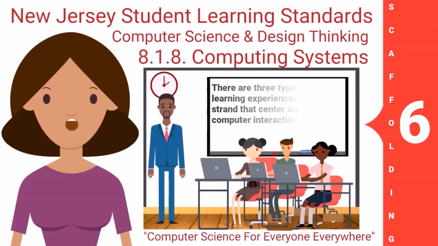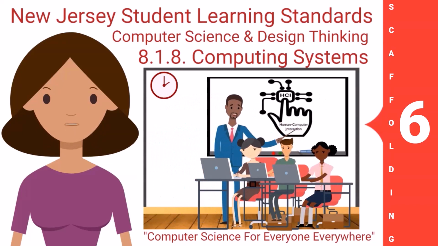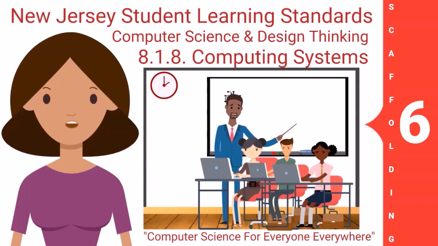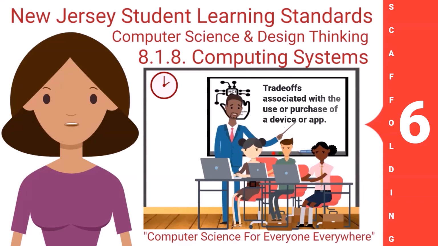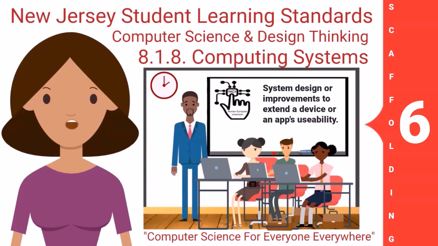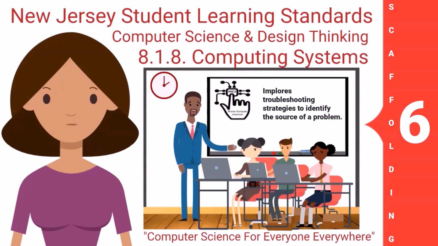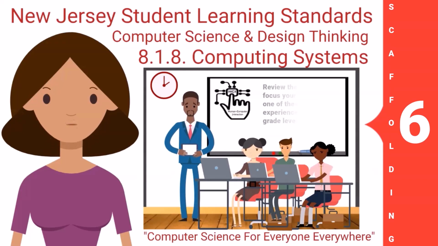4. There are 3 types of learning experiences in this strand that center on the human-computer interaction. A. Type 1 focuses on trade-offs associated with the use or purchase of one device or app over another. B. The second type is aimed at system design or improvements to extend a device or an app's usability. C. The third employs troubleshooting strategies to identify the source of a problem. Review the standard and focus your attention on one of these learning experiences at each grade level.